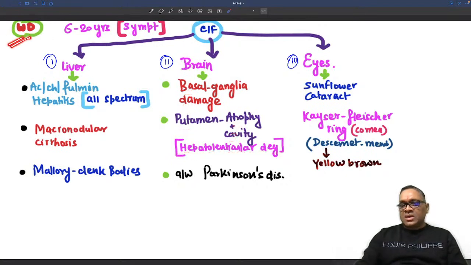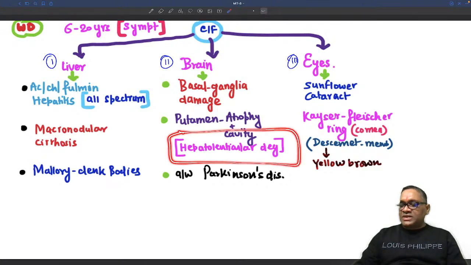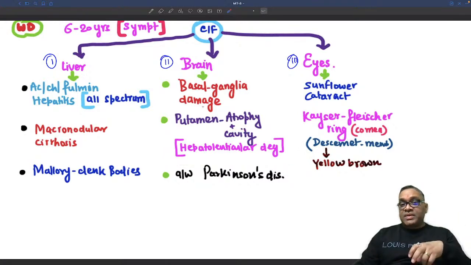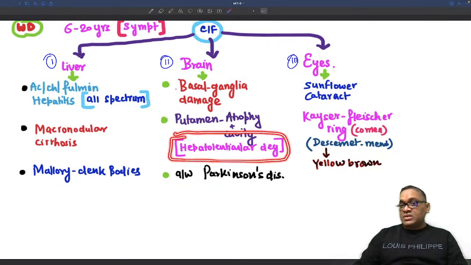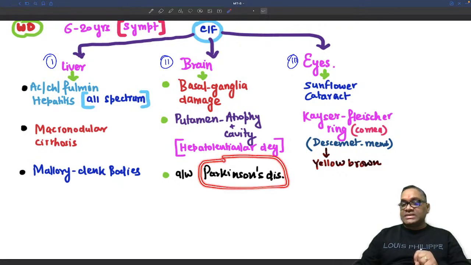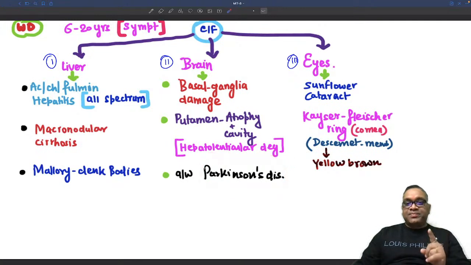If you see Wilson disease, in some places it is also known as hepatolenticular degeneration, right? They are given this name because copper will deposit in the basal ganglia and cause damage to the putamen, which leads to cavity and atrophy. So because of this cavity and atrophy, it is called hepatolenticular degeneration, because they involve the basal ganglia nuclei, right? And when the putamen is damaged, this creates a risk for Parkinson disease, right? So that is why in a Parkinson patient, we often try to rule out previous Wilson disease by checking the ceruloplasmin level, right?